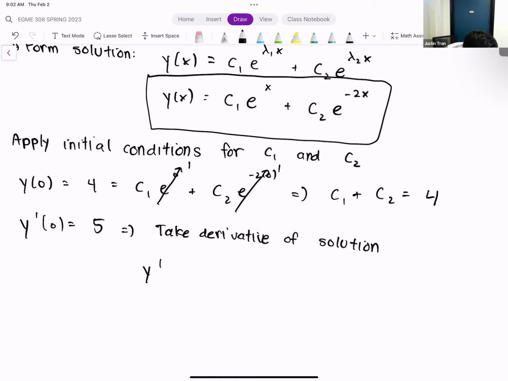All right, so let's take y prime first. I'm going to take our general solution up here with C1, C2, and I'm going to take its derivative, one term at a time. And so we take the derivative of C1 e to the x. C1 is just a constant, so we don't have to worry about that. And the derivative of e to the x is just e to the x, right? Exponentials are great because they are very simple.